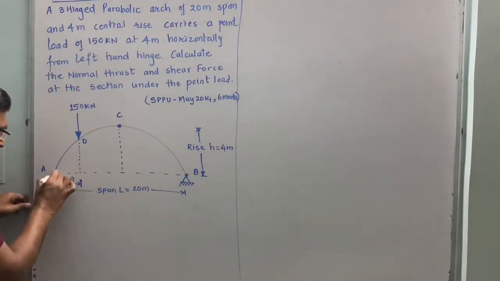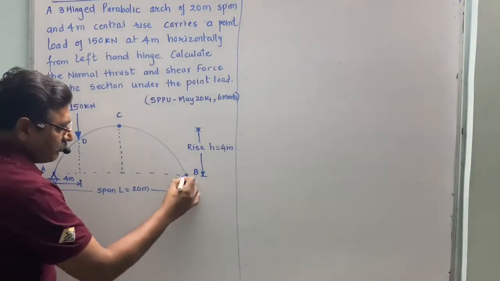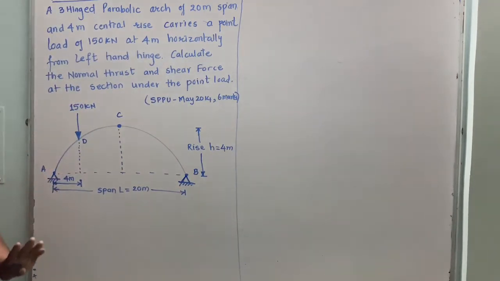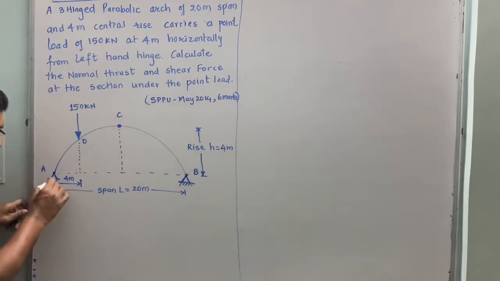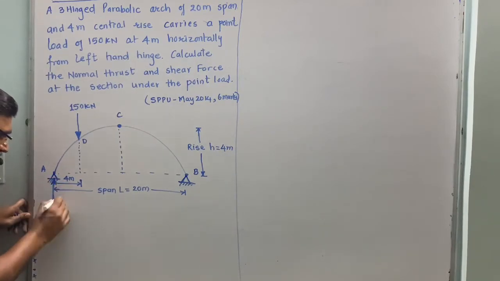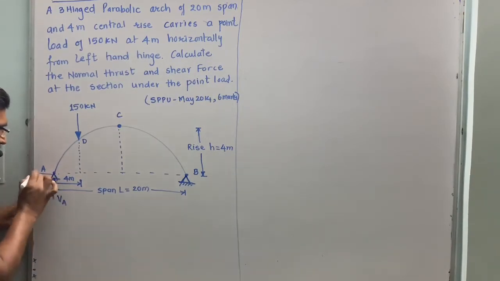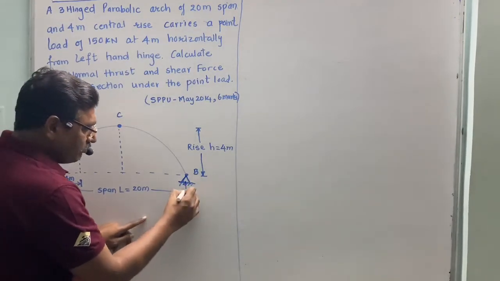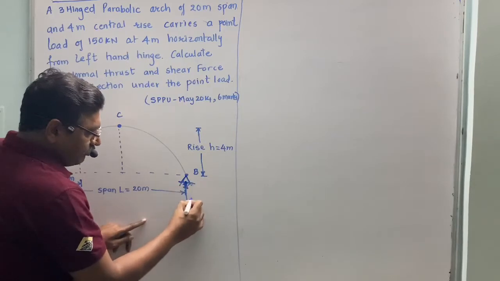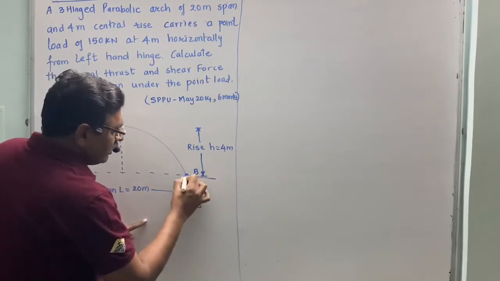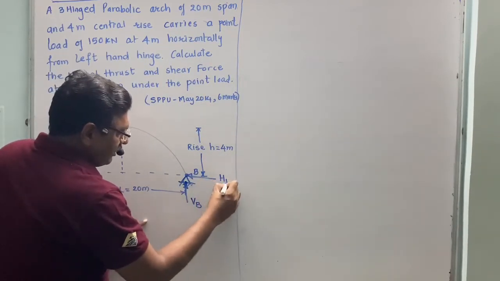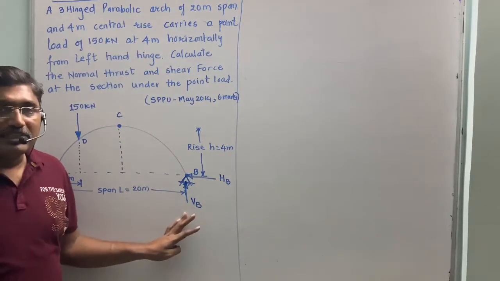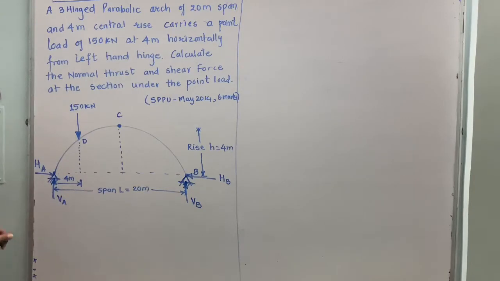This is your support A and this is support B. And we know that for a hinge support there are two reactions, horizontal and vertical. So we will take this as VA and this one as HA. Similarly, support B has vertical reaction VB and horizontal reaction HB. Now we can solve for the support reactions by considering the conditions of equilibrium.